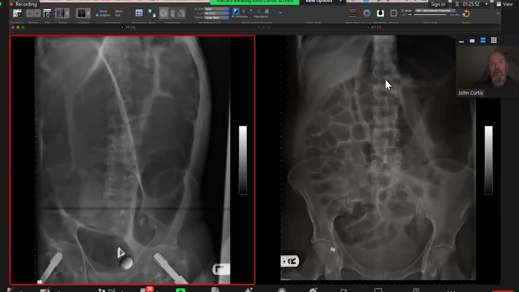With sigmoid volvulus, proximal to the sigmoid volvulus, the large bowel dilates. Okay. Yes, sir. And let me just go back to, we showed one more case, I think. Oh, two more cases. Okay. So let's go back.